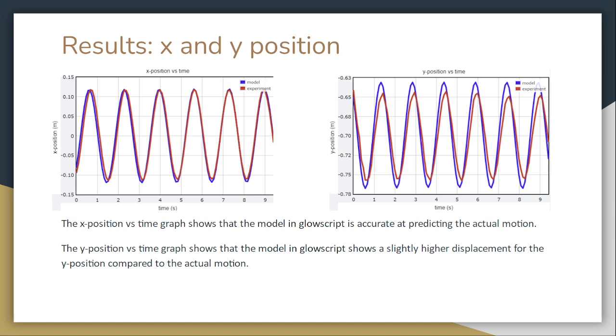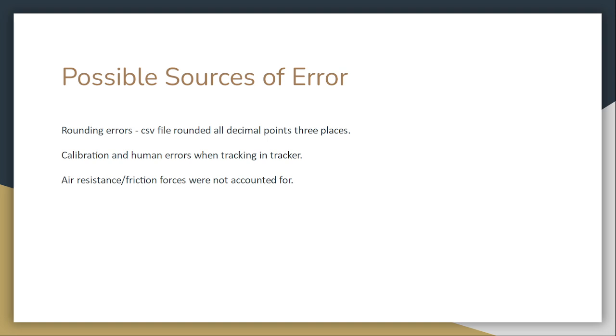The x position versus time graph shows that the model in GlowScript is accurate at predicting the actual motion. The y position versus time graph shows that the model in GlowScript shows a slightly higher displacement for the y position compared to the actual motion.